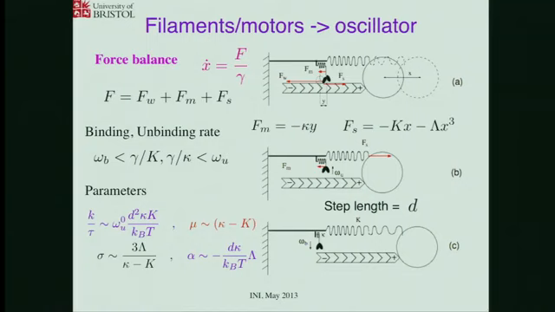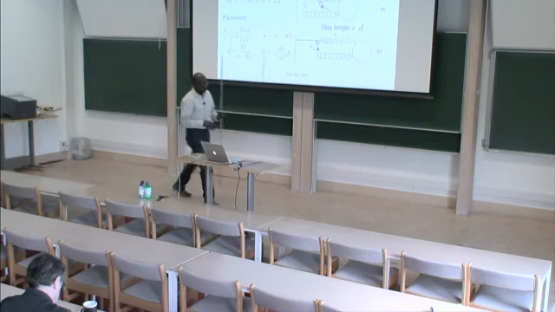And indeed, if you have a reasonable model for how the motor falls off, you do indeed find that this term alpha is negative.